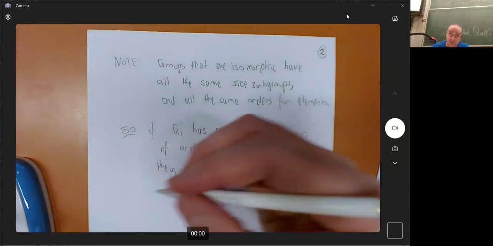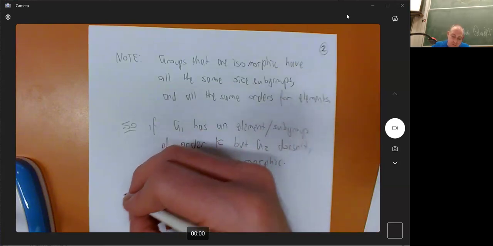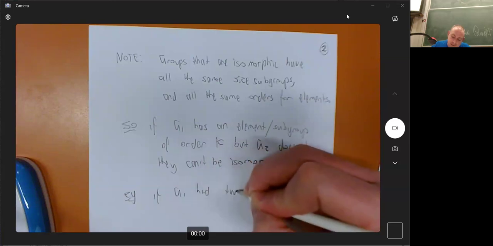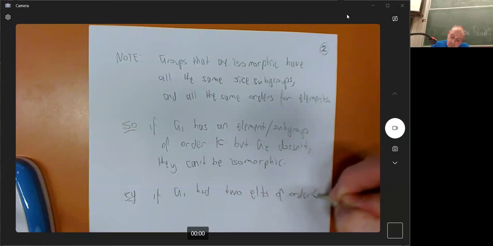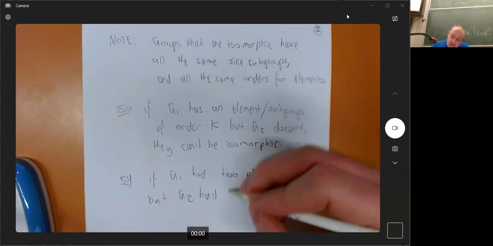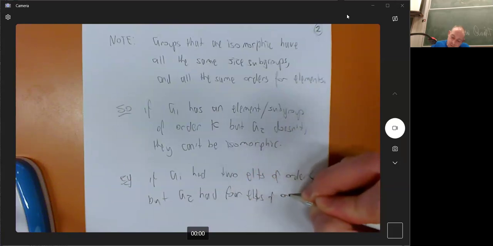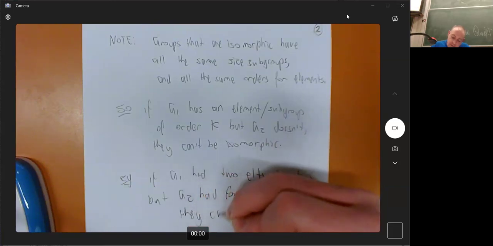Correct. I'm going to just say that there. It also has to have the same number of elements of each order. So e.g., if G1 had 2 elements of order 4, but G2 had 4 elements of order 4, they can't be isomorphic.